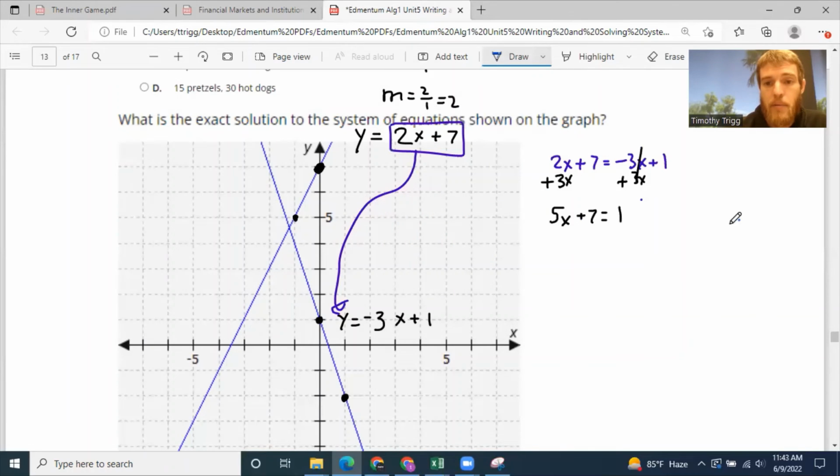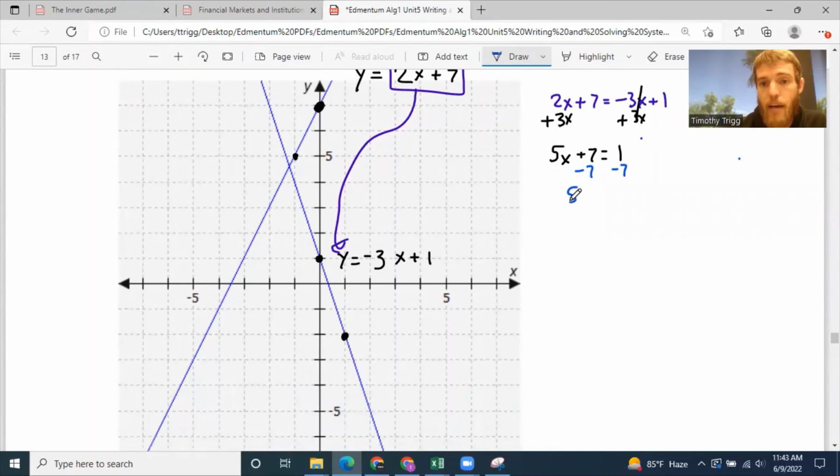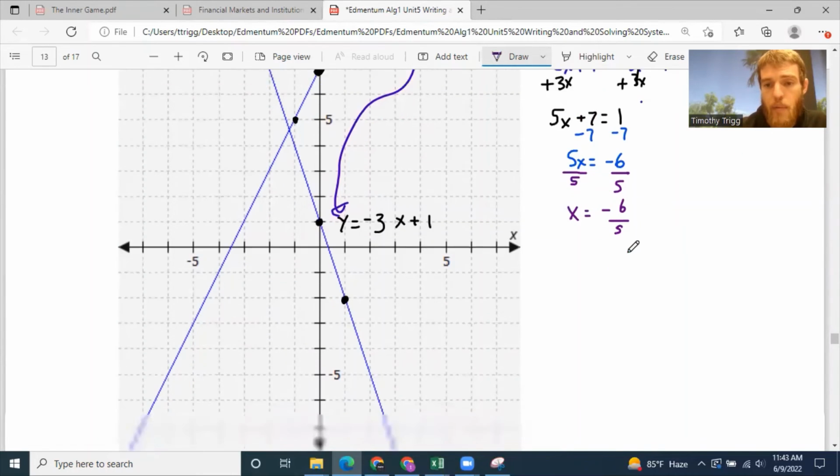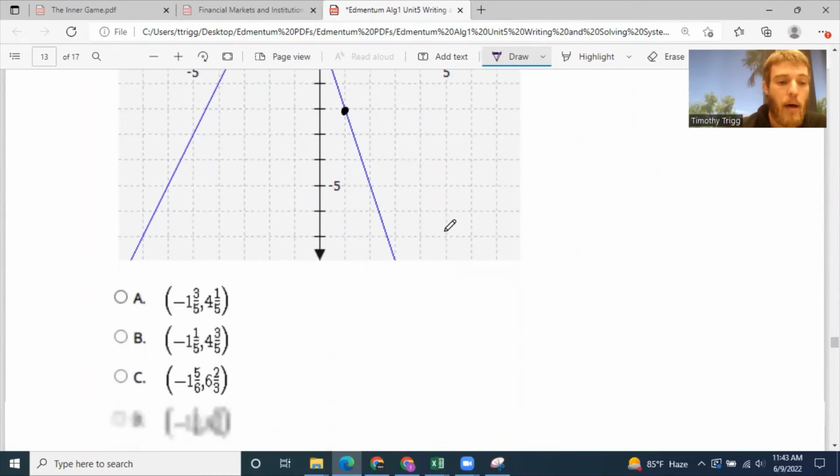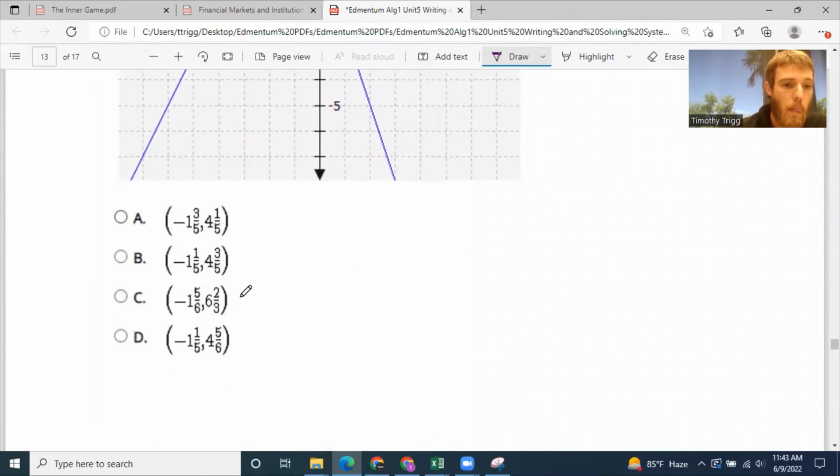What would be my next step to help me solve for x? Well, I would subtract 7 on both sides of the equation, giving me 5x equals negative 6. Lastly, to solve for x, I would divide by 5 on both sides of the equation, giving me x equals negative 6/5. So now I know my x value. As a mixed number, that's negative 1 and 1/5. Now, if you know me, I hate mixed numbers, but since our answer choices are a mixed number, I have to use them. So it's either B or D, because they both have that correct x value.